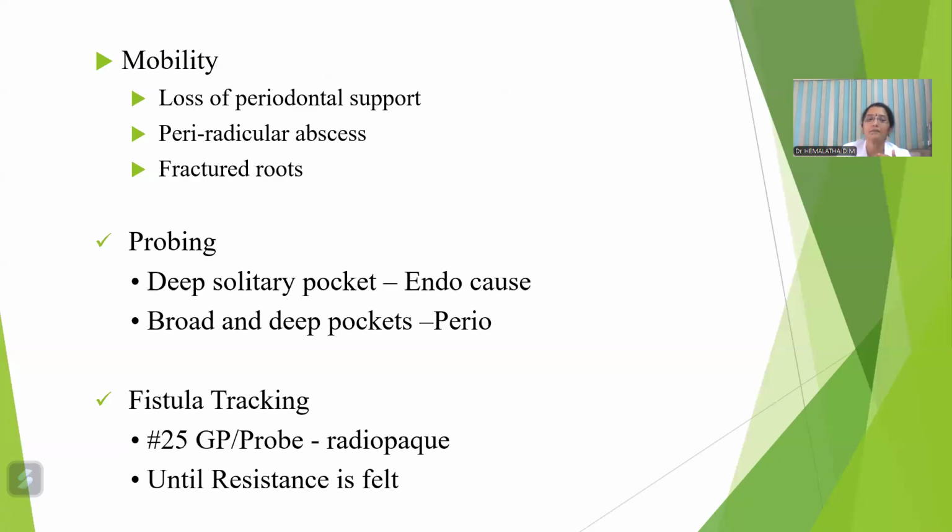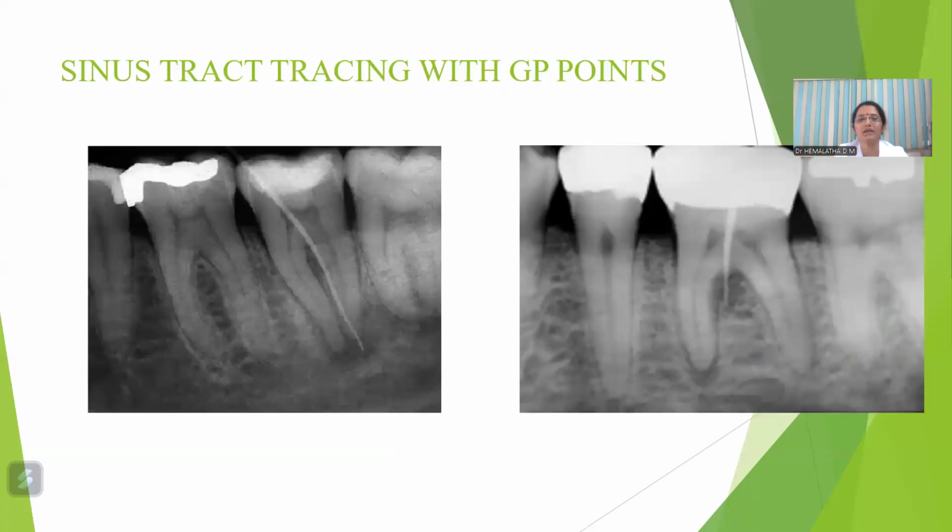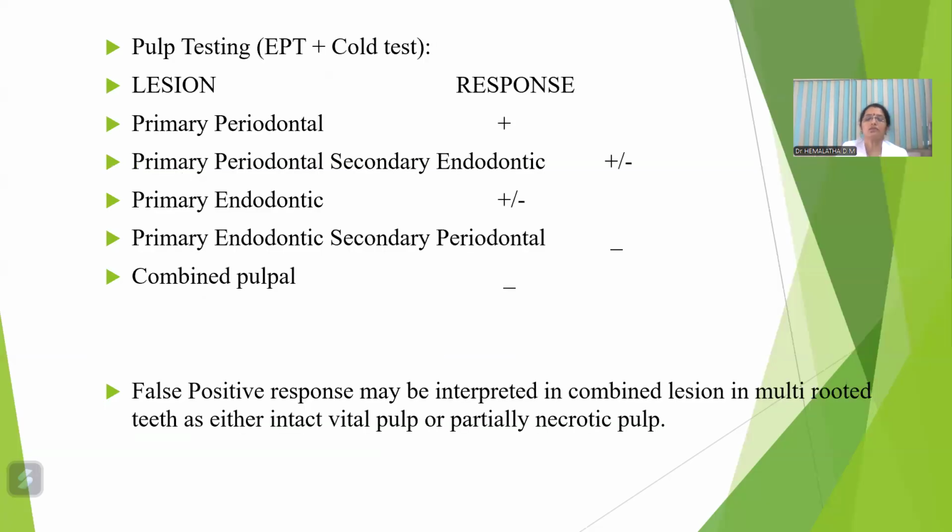In fistula tracking, we often use a 25 gauge GP to assess the fistula. We will just insert the GP and take an RVG or IOPA. Over here, you can see the GP is inserted until you feel a resistance, and an RVG or IOPA is taken, wherein we can track the fistula to the concerned tooth. Another investigation is pulp testing.